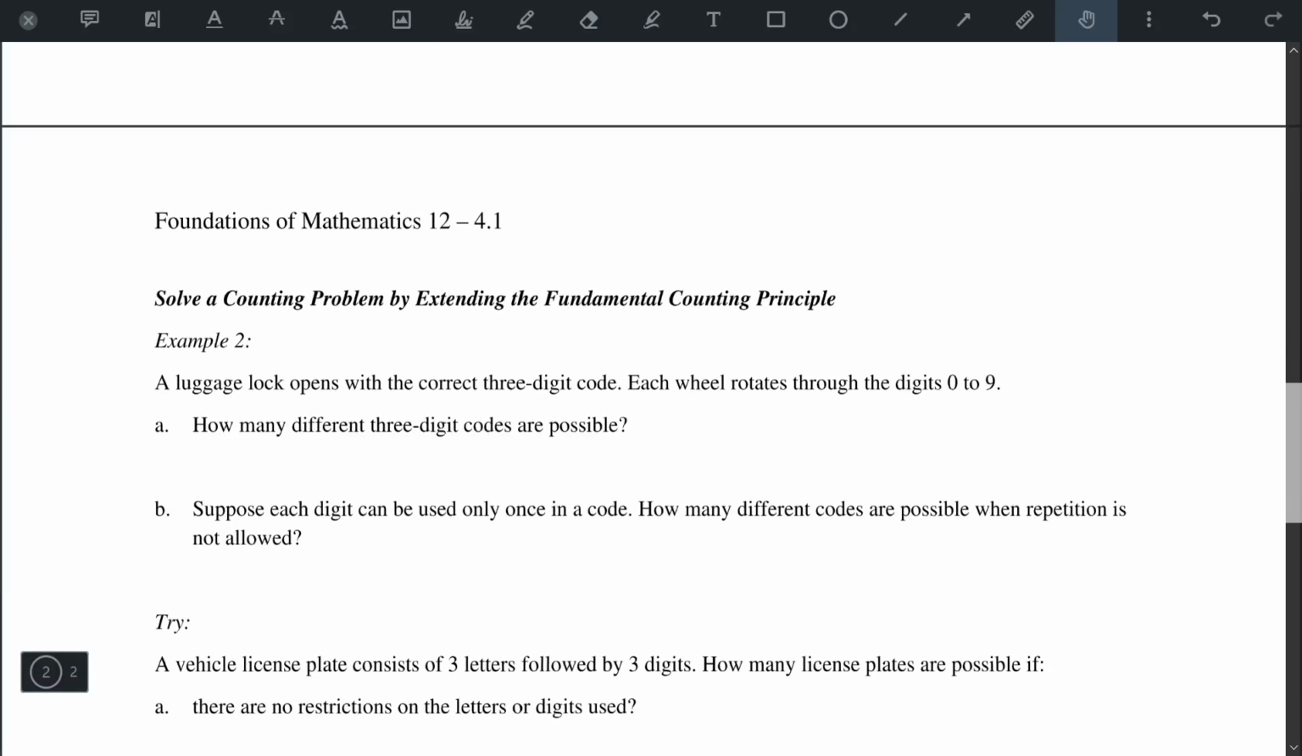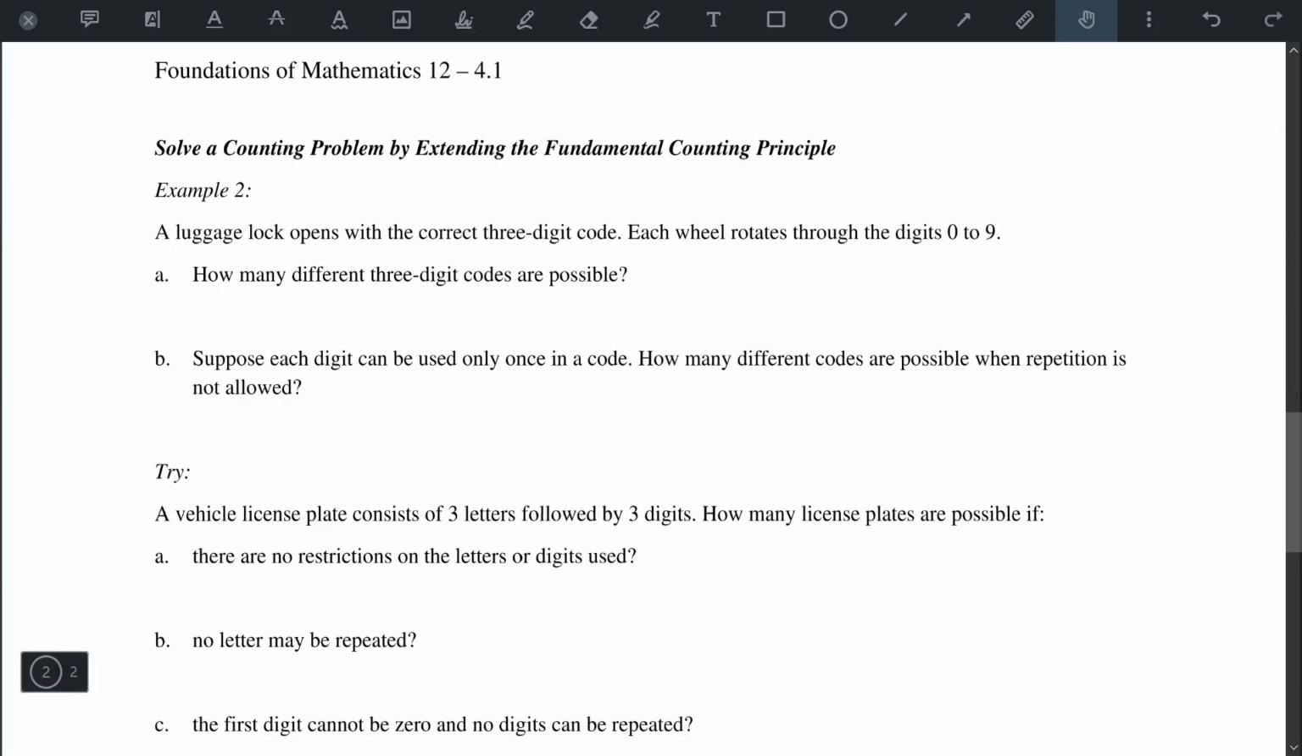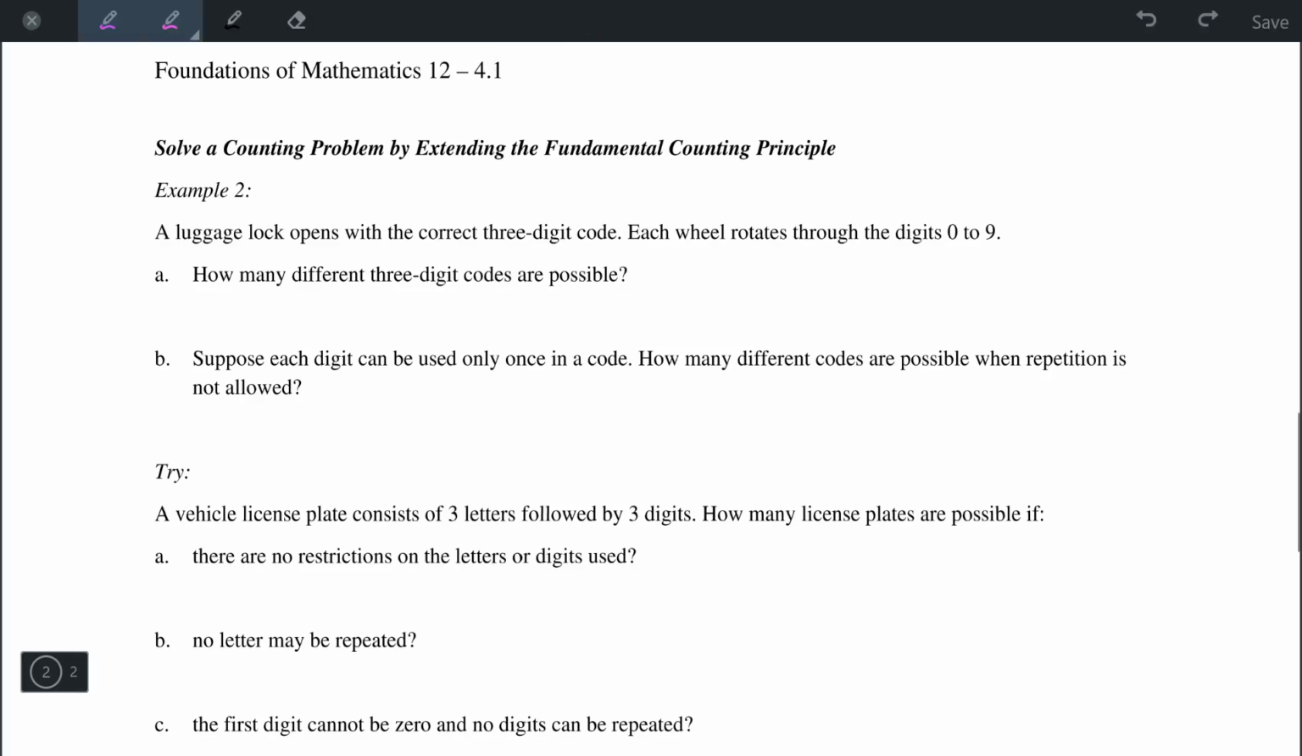So let's look at more examples here. So we have a luggage lock that opens with the correct 3-digit code, and each wheel rotates from 0 to 9, so that's 10 digits.